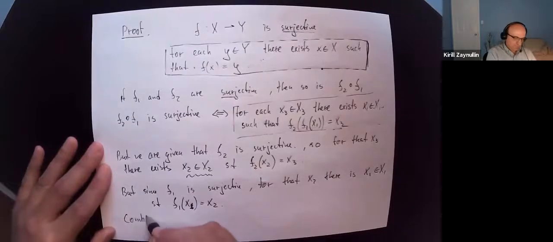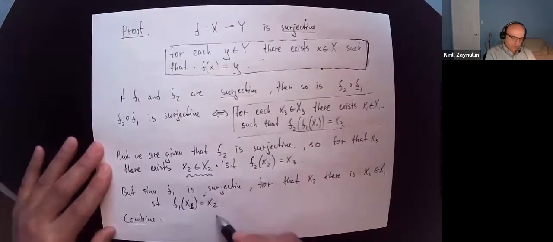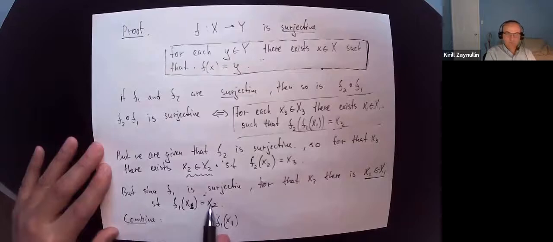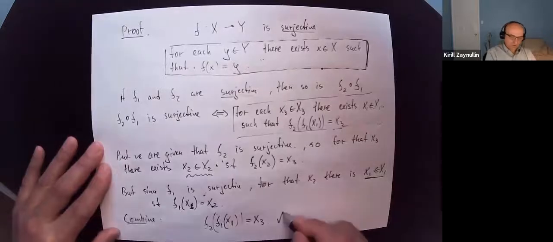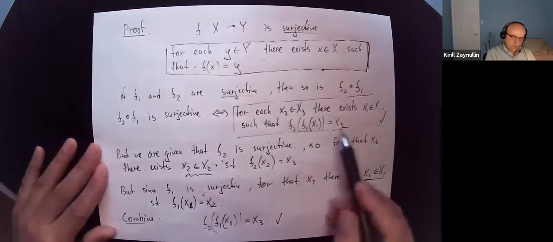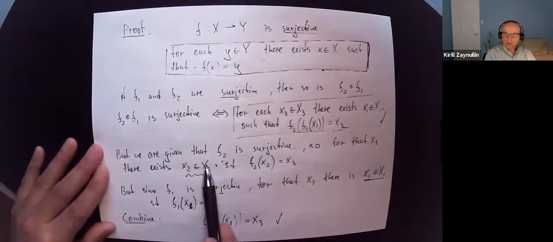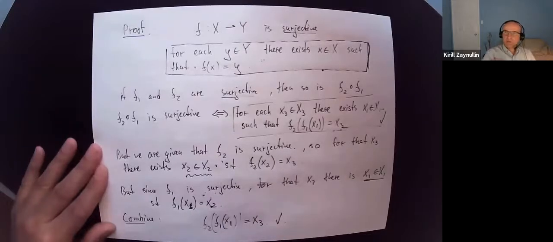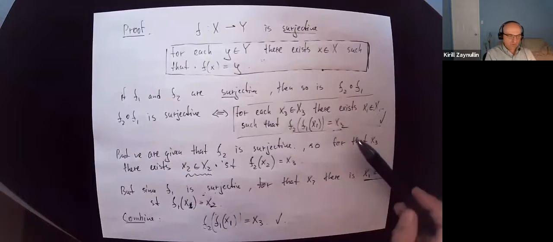Now we combine these two observations, and what do we see? Take our x1 that we found here and apply f1, then we get x2 that we found here. Then let's apply f2, and we get x3. So we are finished, because that's precisely what we want: we want to find such an x1, and we just found it. We found it in two steps: first we found x2, and then using this x2 we found x1. In both steps we used the fact that f2 is surjective and f1 is surjective. The same story holds for injectivity, as one may see by playing around.